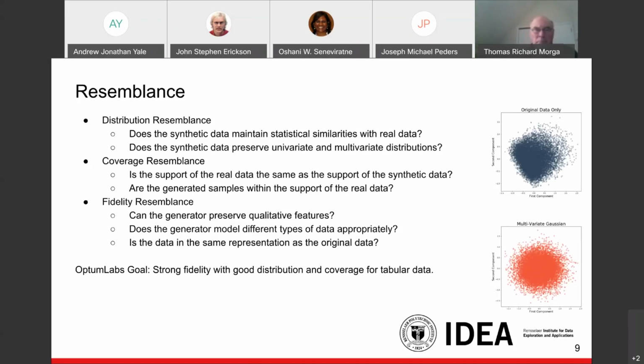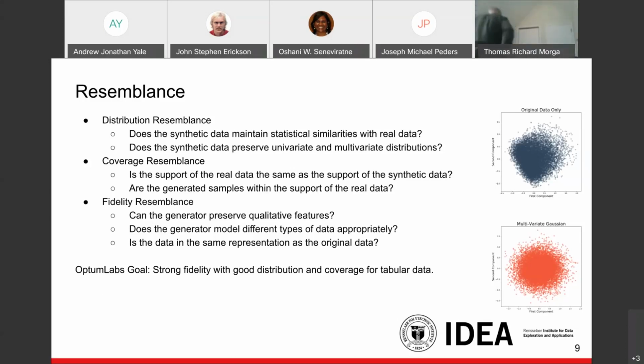Coverage resemblance. Is the support of the real data the same as the support of the synthetic data? Are the generated samples within the support of the real data? And finally, fidelity resemblance. That has to do with whether the generator can preserve qualitative features.